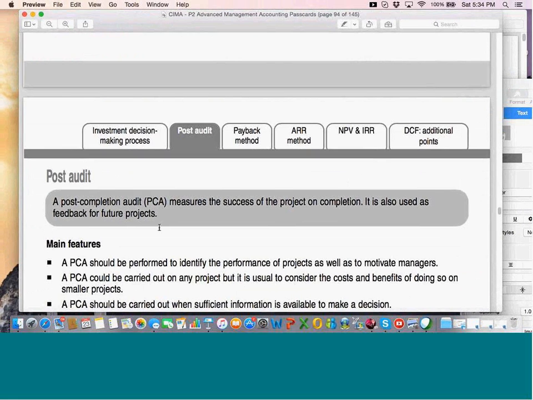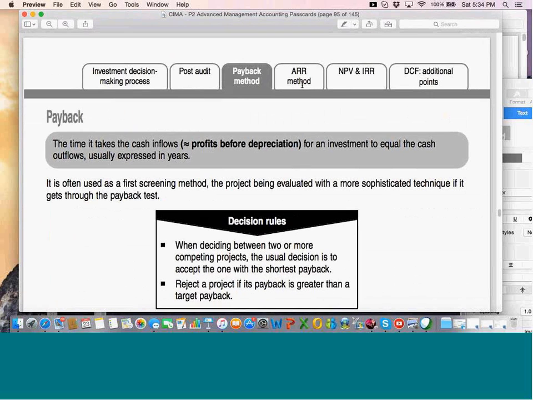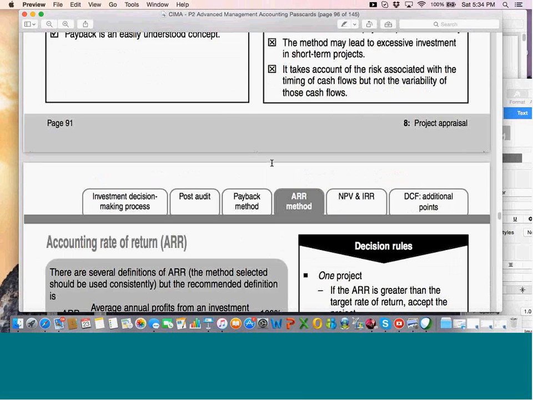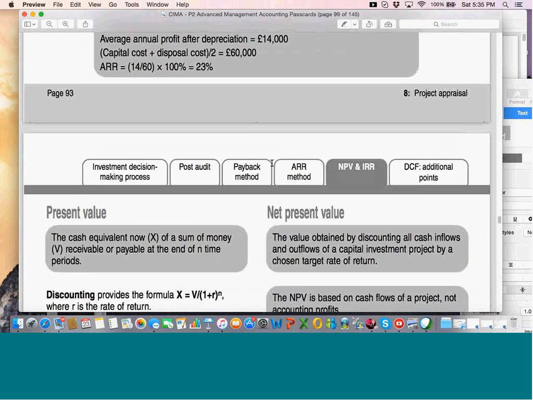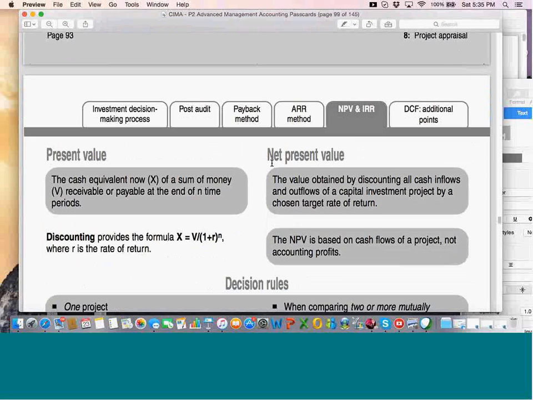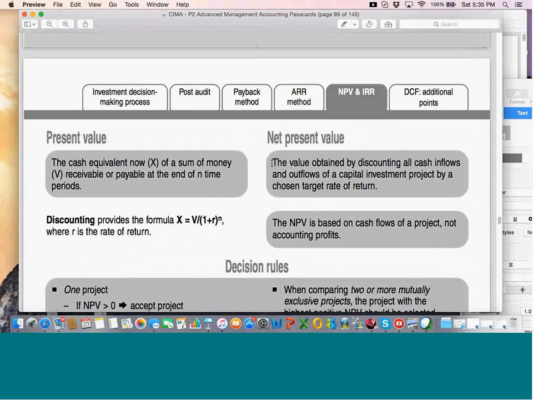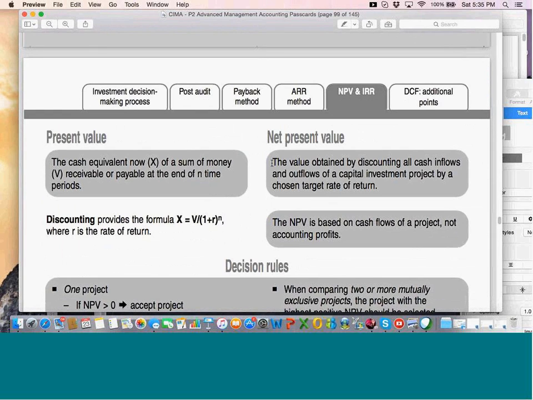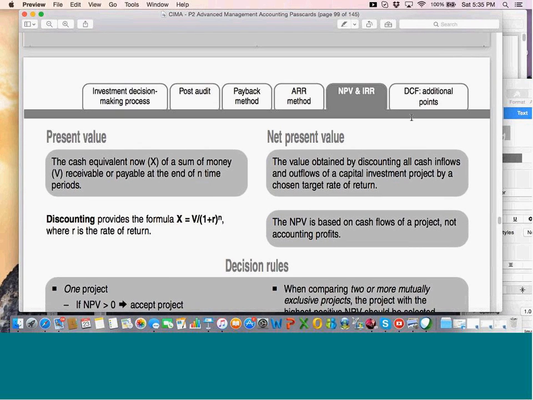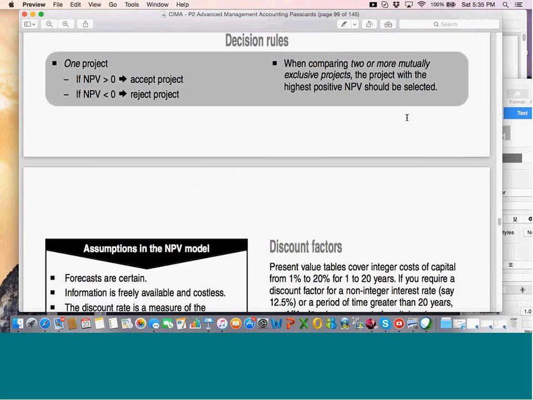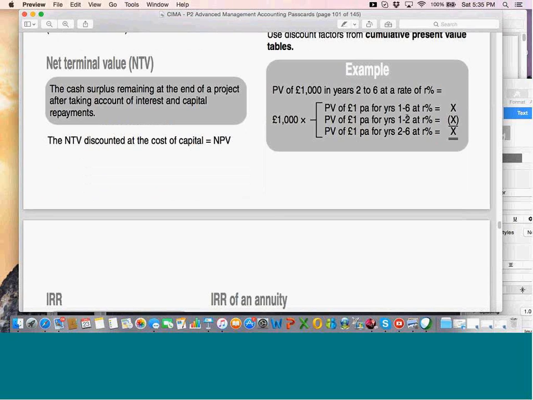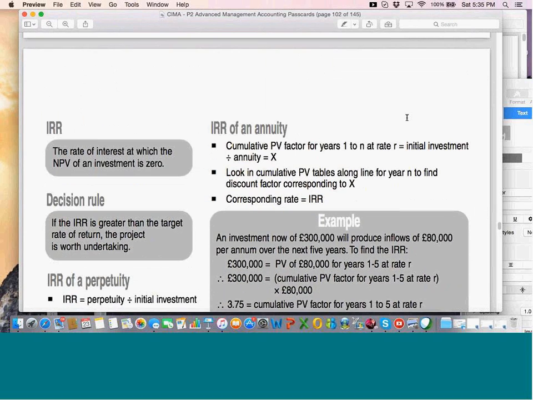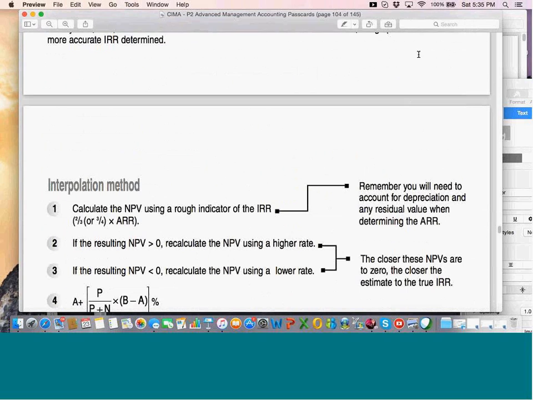The next ones we talk about are the payback method, accounting rate of return, and the IRR. What I would want you to really go through is the NPV, IRR, and the advantages and disadvantages, right? Because when we do the mock exams, you will find there are always questions on this.